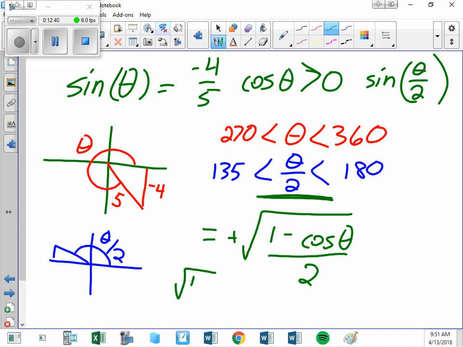Okay, so let's fill that out. The square root of 1 minus, what is the cosine of theta? I need cosine. Cosine would be this. So I gave you an easy triangle on purpose. So this is a 3. So I'm going to use 3/5 over 2. So 5 over 5 minus 3 over 5, 2 over 5. 2 over 5 cut in half, 1 over 5. So this is 1 over the square root of 5, and it's root 5 over 5.